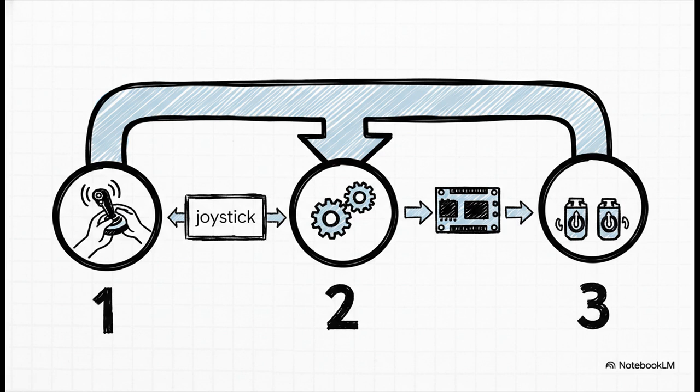Step 1, read the joystick's position. Step 2, translate that reading into speed and direction values for the motors. Step 3, send those commands to the L298N driver, which makes the motors spin. That is it, a constant lightning-fast cycle of reading input and commanding output.